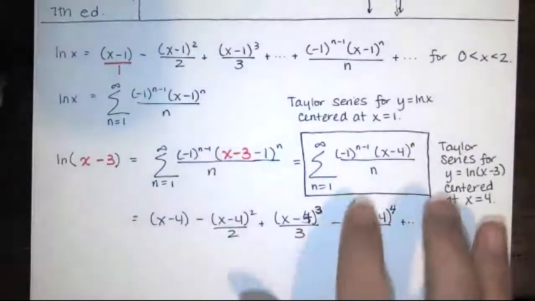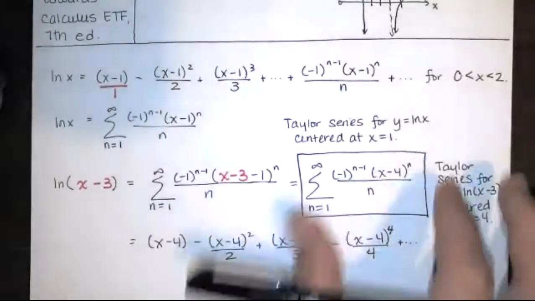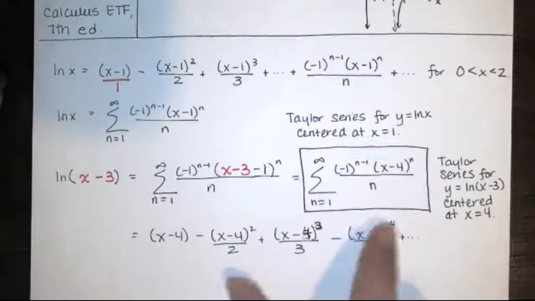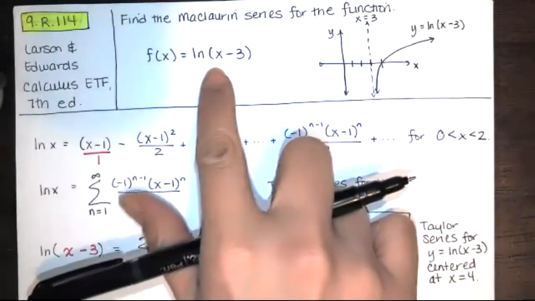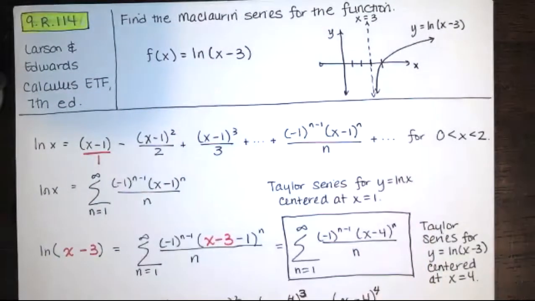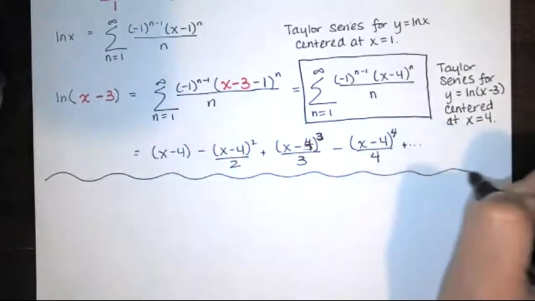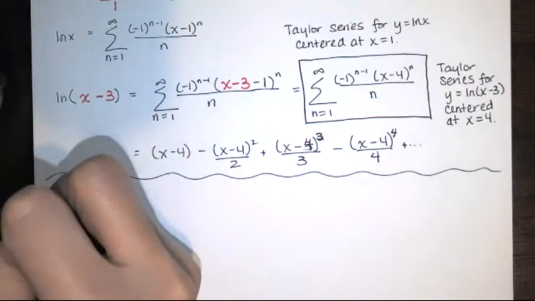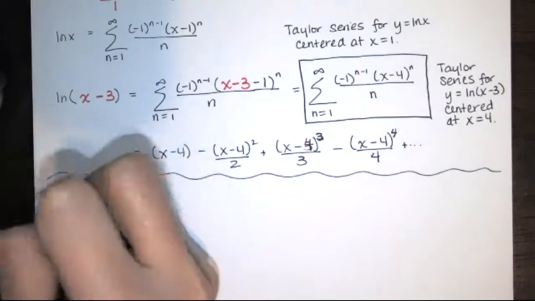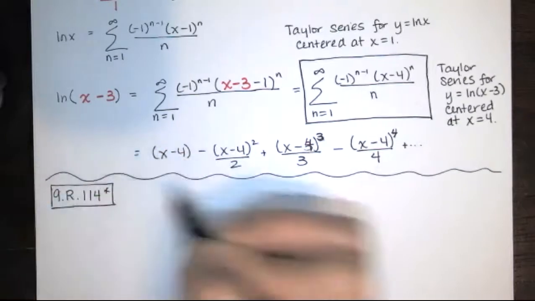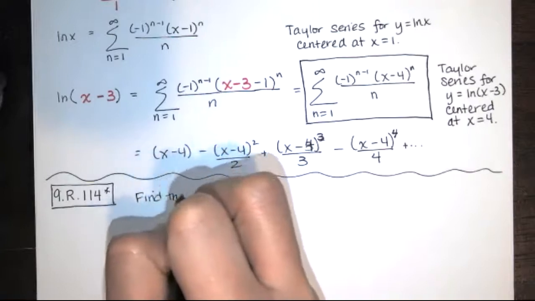We've actually already answered the question in the way that WebAssign was expecting us to answer. But we are not able to answer the question that they asked because this function is not well defined at x equals 0. So I'm just going to call this N.R.114 star. So this is a modified version. Let's find the Maclaurin series.